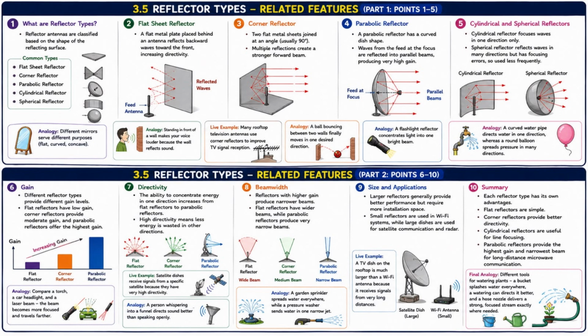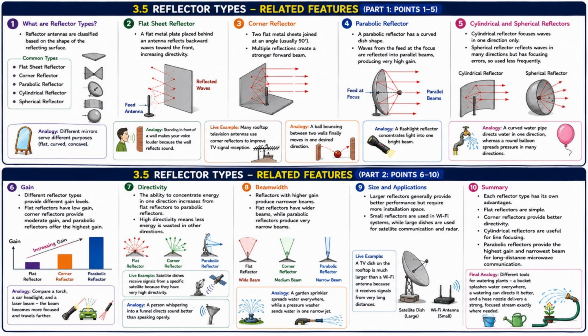Number two, flat sheet reflector. A flat sheet reflector is simply a metal plate placed behind the antenna. What for? It reflects the backward waves towards the front side in the desired direction. What for? To increase the directivity. Okay? Next point, corner reflector.